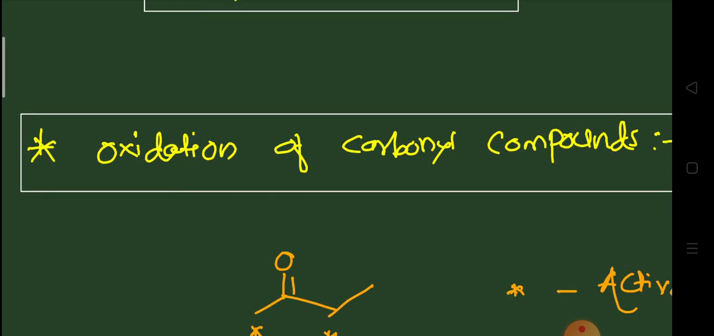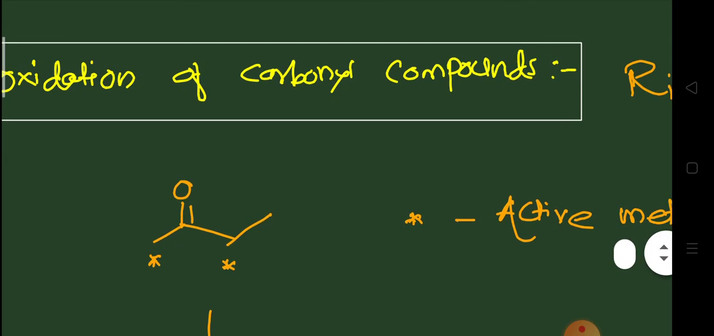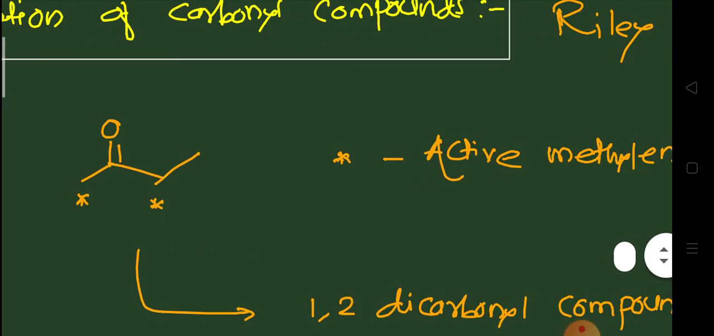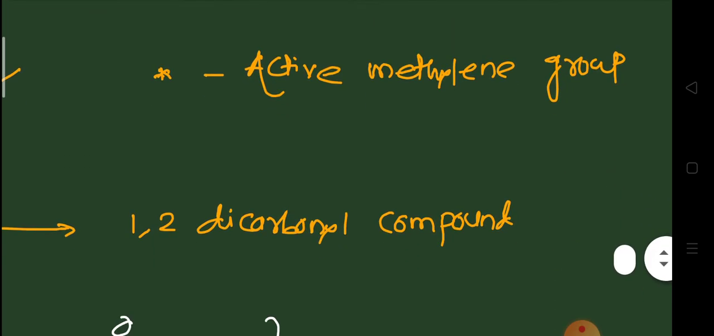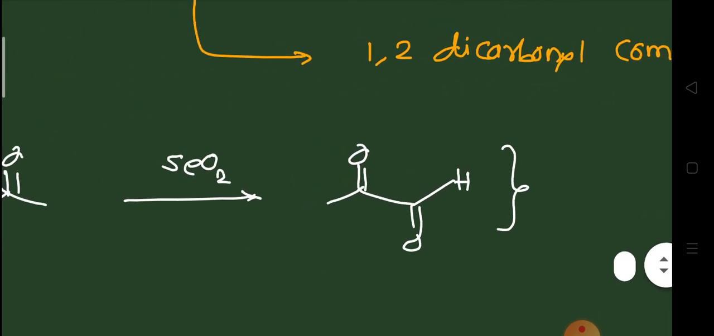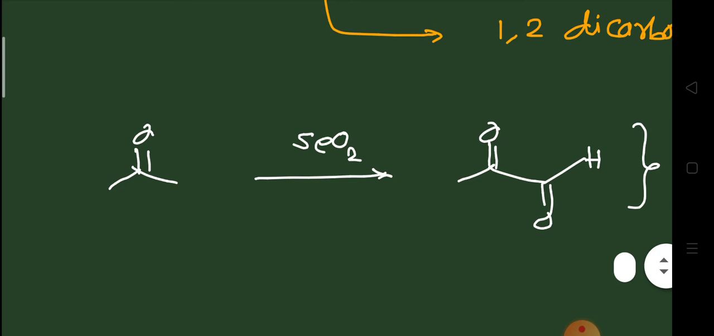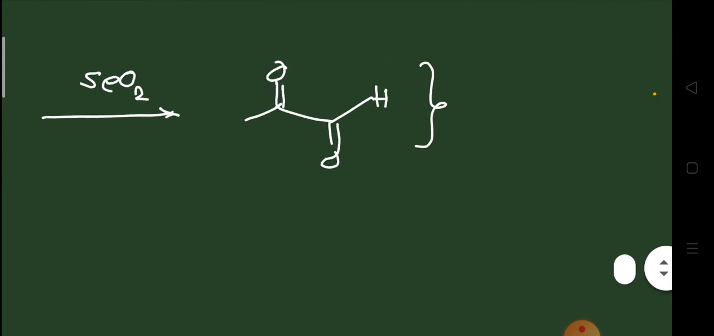So, the second application is the oxidation of carbonyl compounds, and that is called the Riley oxidation. Here the starred carbon, called the active carbon, will be converted to the carbonyl system. It is one of the best reagents to convert a simple carbonyl to a dicarbonyl, and those dicarbonyl compounds are used in benzilic acid rearrangement reactions. So here the reaction is given: acetone will be converted to a 1,2 dicarbonyl system. We will see the mechanism of this.